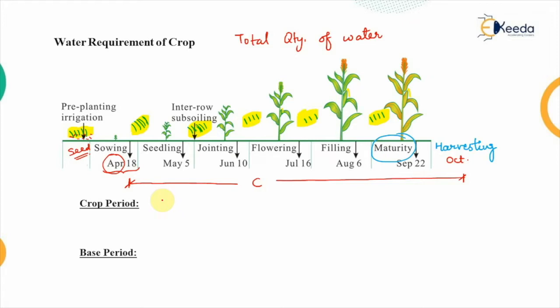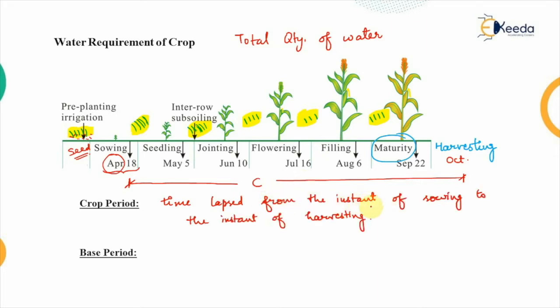So this crop period is defined as the time lapsed from the instant of the sowing. That means the moment you sow, the crop period will start, and it will be terminated at the instant of the harvesting. That means when you cut the crop from the ground, when you harvest the particular crop. This duration is known as the crop period.